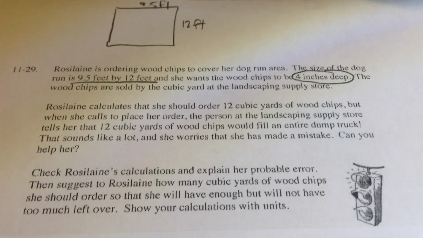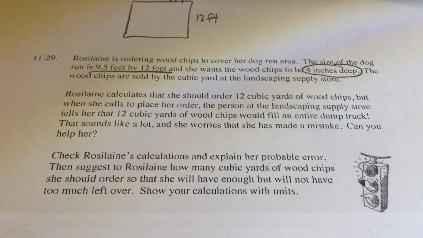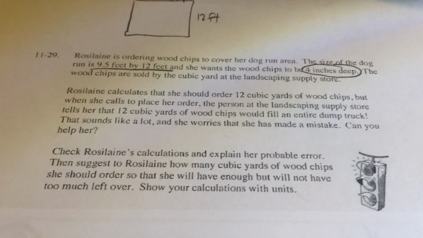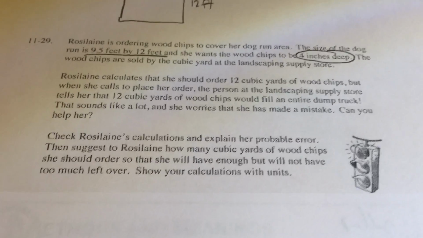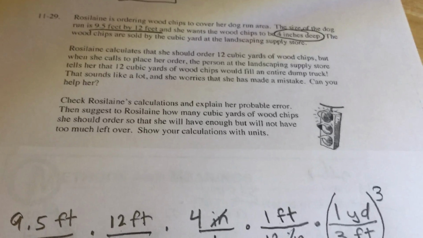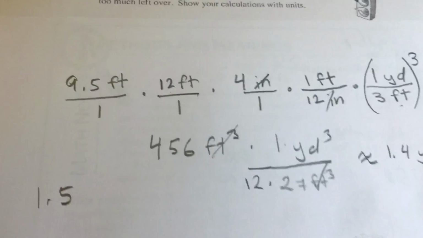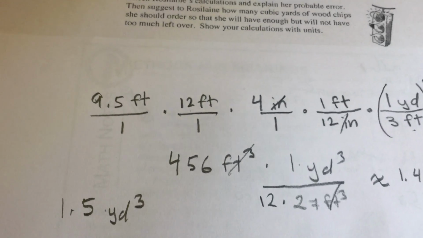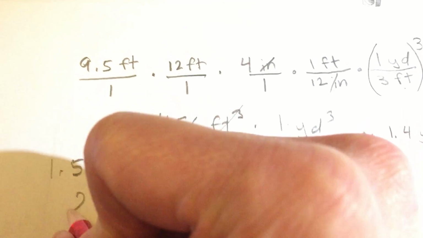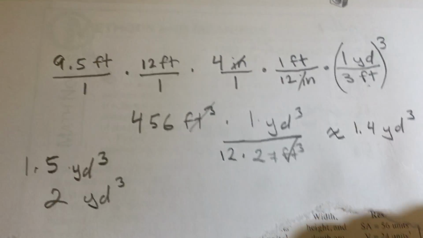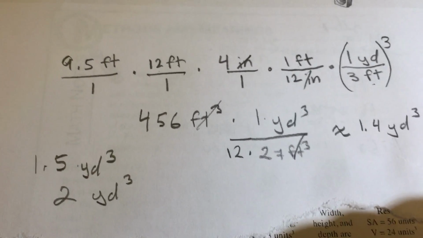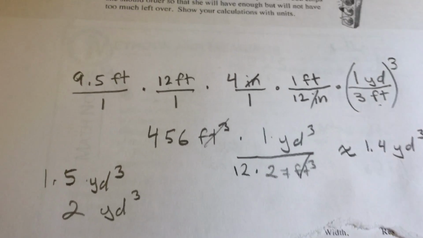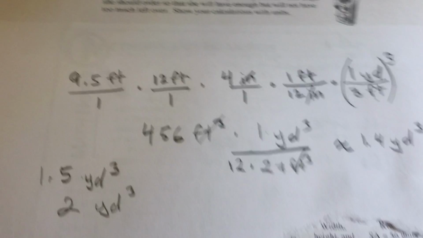1.4 versus 12 is very different from each other, right? So we probably couldn't order it as 1.4. If we should actually order, I'd probably say it should be about 1.5 cubic yards. If we have to order a whole number, then obviously we're going to go up. We're going to say 2 cubic yards, essentially. So she's definitely made a mistake.